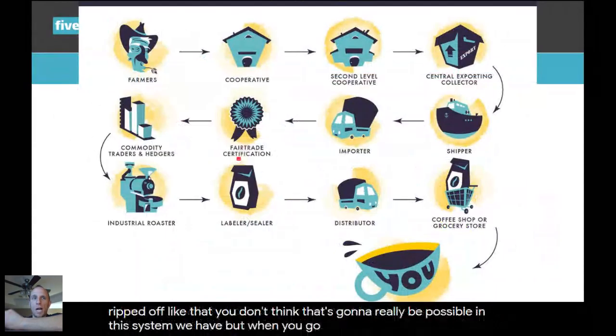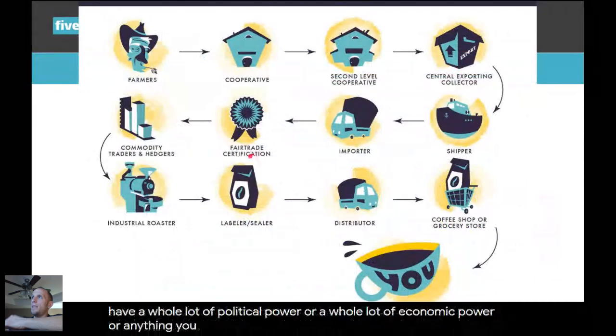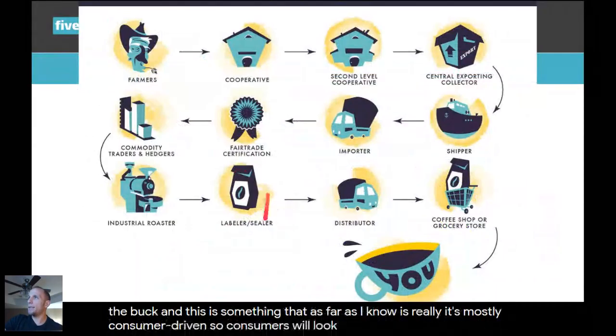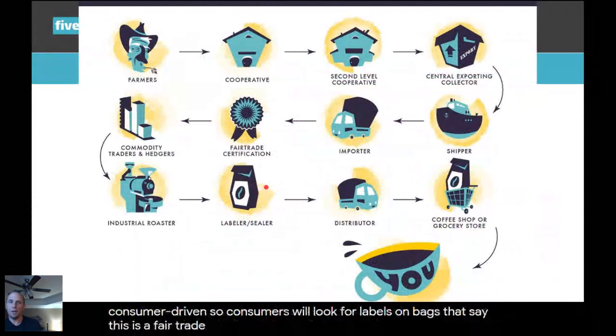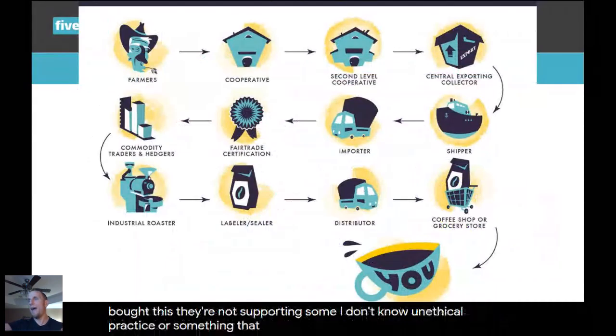But when you go into a country where they don't have a whole lot of political power or economic power, you want to ensure that they're getting the best bang for the buck. And this is something that, as far as I know, is mostly consumer driven. Consumers will look for labels on bags that say this is a fair trade product, and that way they know that when they buy this, they're not supporting some unethical practice that puts people's lives in danger by using bad agricultural practice.